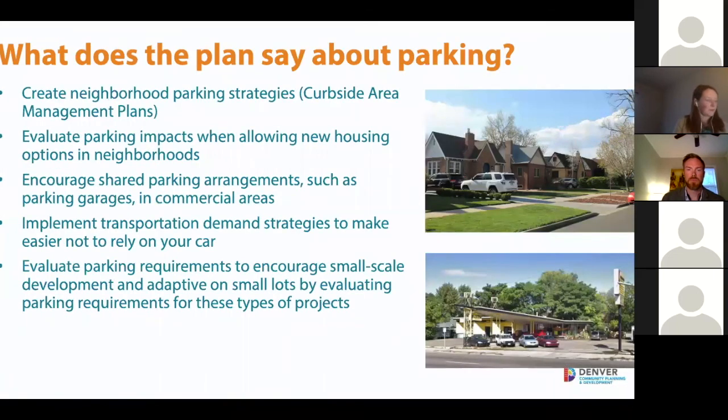So one thing I wanted to touch on was parking. We received a lot of questions about parking and what the plan says about it. So we just wanted to clarify that point. To be clear, parking requirements exist today in our zoning code, and they vary by use. The plan recommends making it easier to use different modes of transportation, both to help ease car traffic through our neighborhoods, but also to help our planet by reducing car emissions.